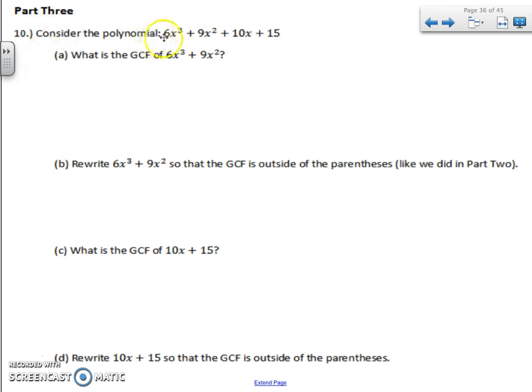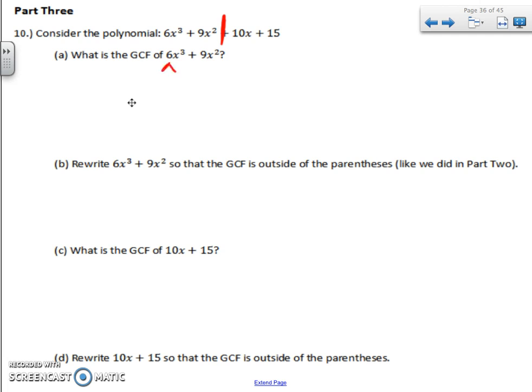So consider this polynomial, 6x cubed plus 9x squared plus 10x plus 15, okay? It's got 4 terms, so I can factor by grouping. What you have to do is you look at the first 2, and you find the GCF of the first 2. So we split this up into 2 different little problems, the first 2 terms and the last 2 terms. Okay, so now what's the GCF?